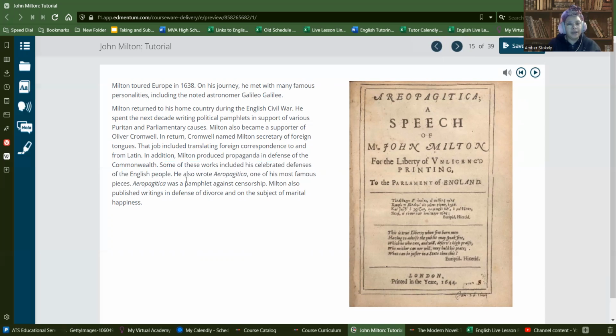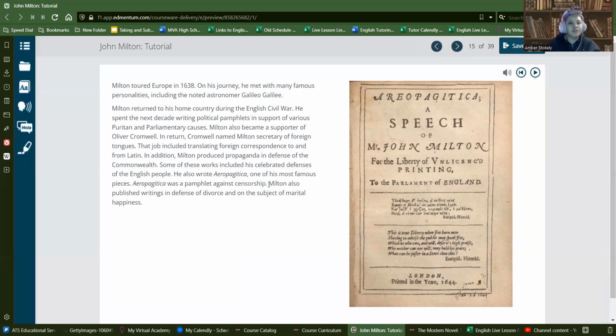So it was basically a pamphlet against censorship. They give you a summary of it. And even though Cromwell was in fact silencing his detractors and people who were against him, at the same time, he did let people worship however they wanted in the country. So Milton writing a pamphlet against censorship makes sense during this time.